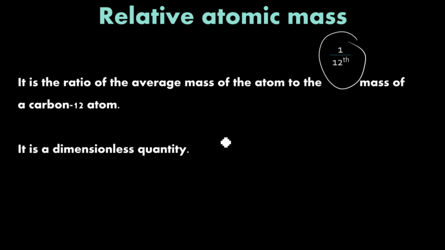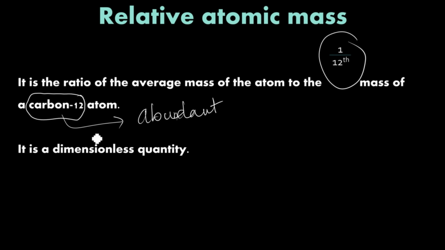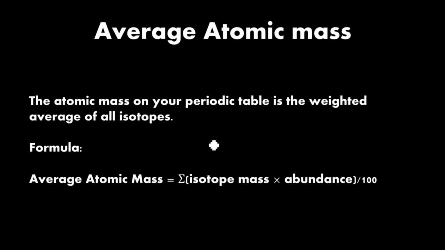Why are we taking carbon? Why not other elements? Or why not oxygen? Carbon is the most abundant element in the entire periodic table, and we just mentioned it as carbon-12. Why only 12? For that we are going to move forward. To understand average atomic mass, we have to know about isotopes.